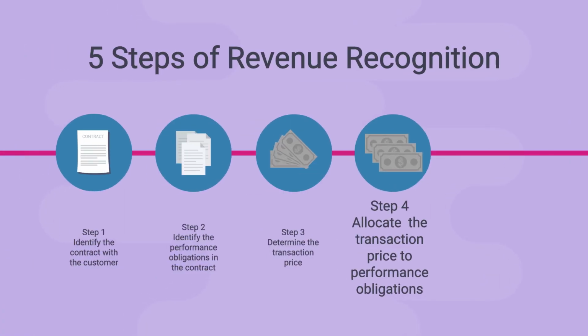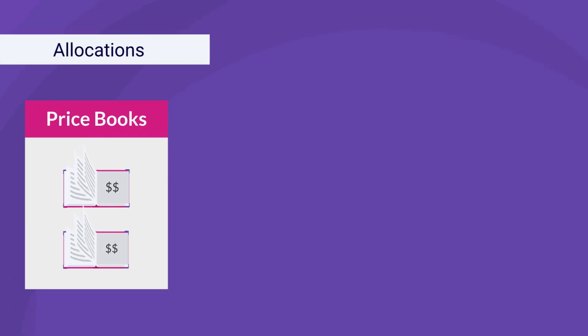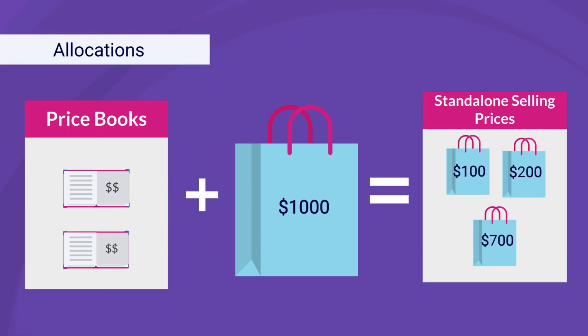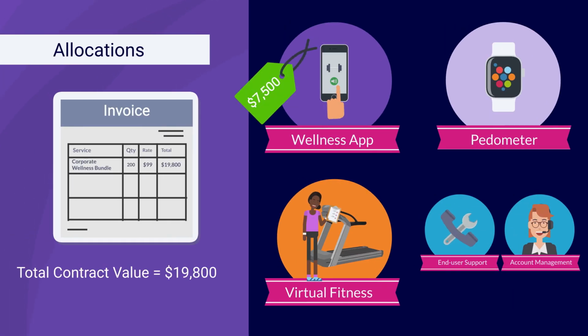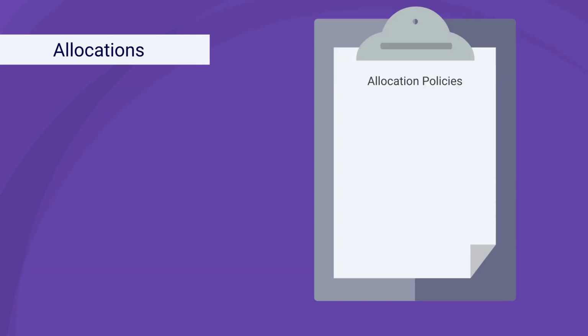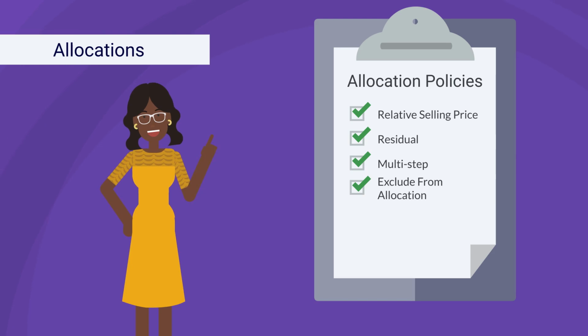Step 4. Allocate the transaction price to performance obligations. With Softrax RMS, you configure how to calculate the standalone selling price, or SSP, for each of your revenue items with price books. And then, with our fully automated policies, you configure how allocations are performed for different products, customers, and contracts. You can allocate revenue across a group of performance obligations using different methods, such as relative, residual, or multi-step. You can even exclude some performance obligations from being allocated.